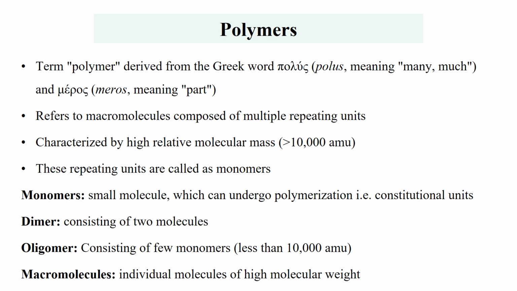It refers to the macromolecule composed of multiple repeating units and is characterized by a relatively high molecular mass that is usually more than 10,000 AMU. And these repeating units are called monomers.